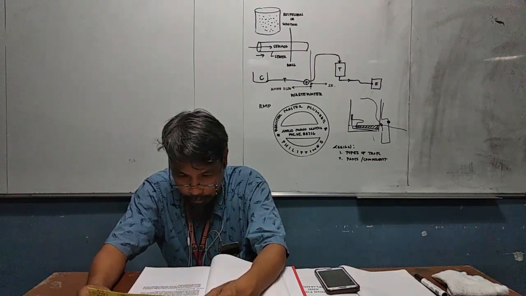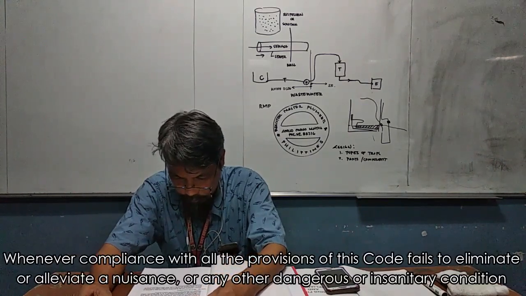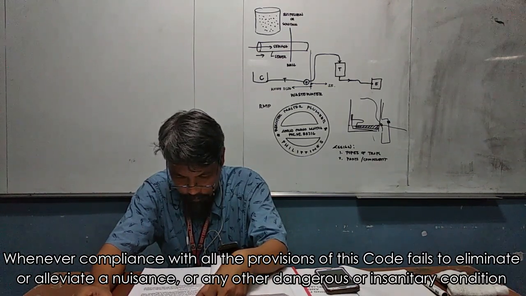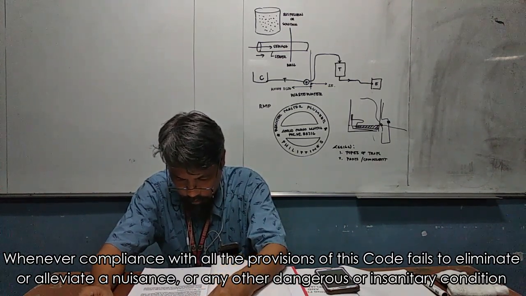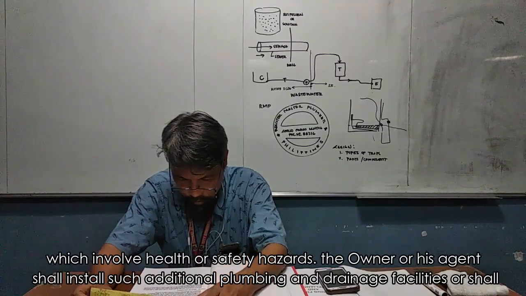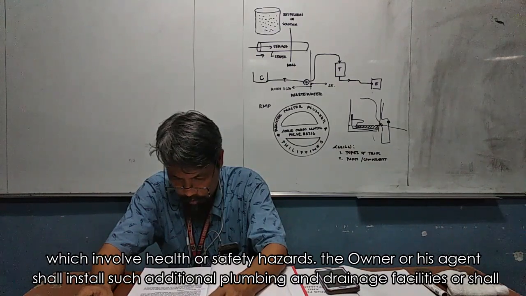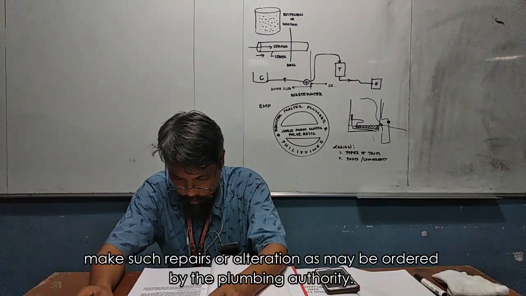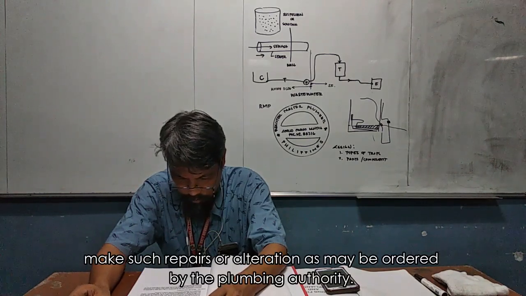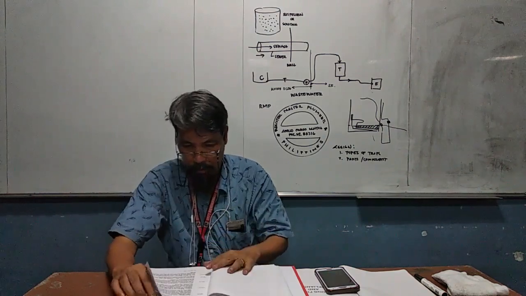Last. Health and safety. Whenever compliance with all the provisions of this code fails to eliminate or alleviate any other dangerous or insanitary condition which involves health or safety hazards, the owner or his agent shall install such additional plumbing and drainage facilities or shall make such repairs or alterations as may be ordered by the plumbing authority.